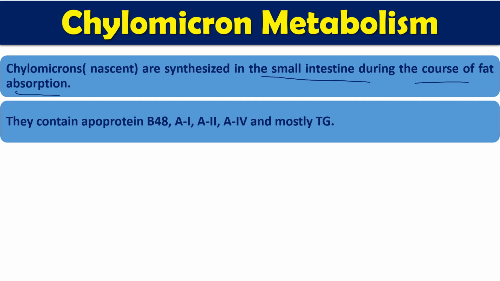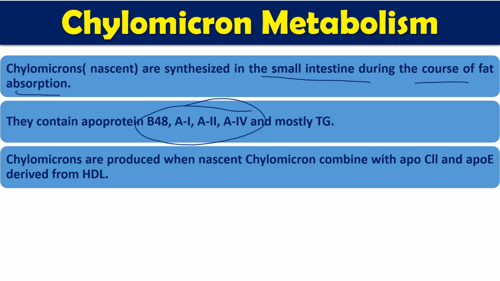So the nascent chylomicron contains some of the apoproteins, that is B48, A1, A2, A4, and mainly it contains triglycerides. So these are the components of nascent chylomicron. So nascent is newly formed, that is immature. So immature chylomicron is converted into mature chylomicron by the addition of apoprotein C2 and ApoE from the HDL.